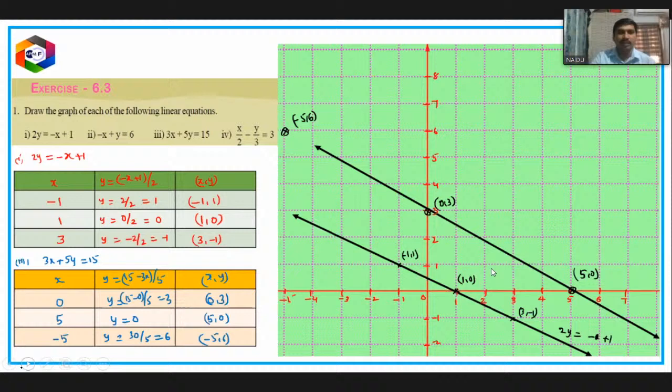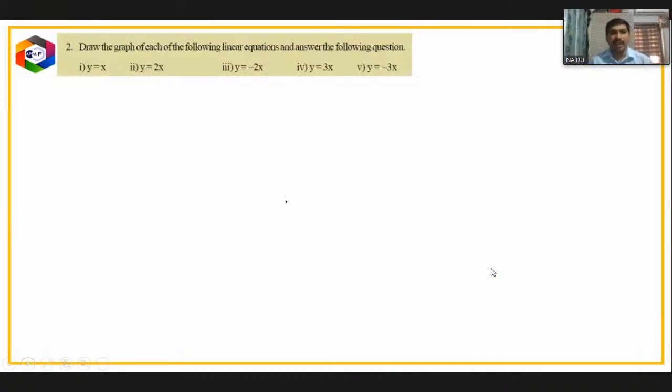I am moving on. Draw the graphs of each of the following linear equations and answer the following questions. Before answering this question, children, yesterday at last I used one GeoGebra worksheet. మీకు ఒక GeoGebra worksheet ఉపయోగించి చెప్పడం జరిగింది. మీకు అందరికీ గుర్తుందో లేదో. y is equal to x, y is equal to 2x, y is equal to 3x, y is equal to 4x, like that. And similarly, y is equal to minus 2x, minus 3x, minus 4x. Like these graphs I have shown on the graph sheet.